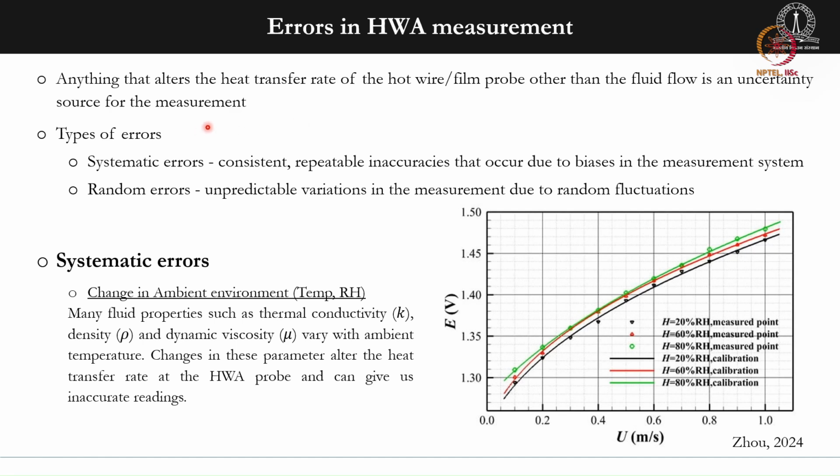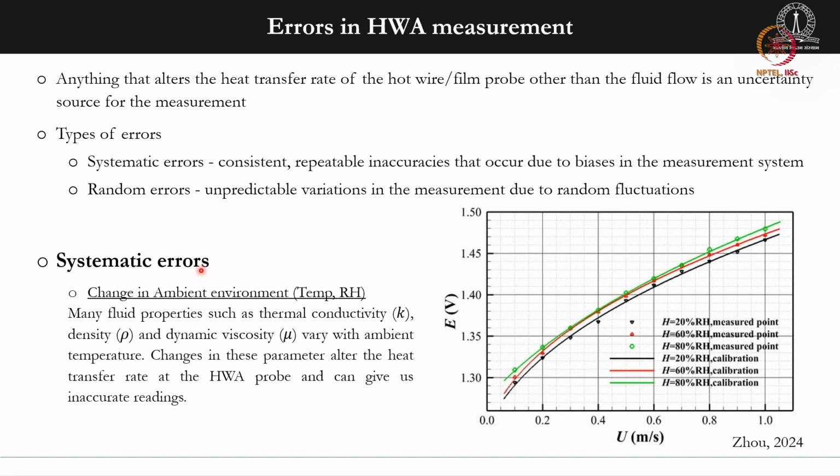And typically these inaccuracies or errors are of two kinds. They can be systematic errors or they can be random errors. Systematic errors are consistent, repeatable inaccuracies, and they occur due to bias in our measurement system. Whereas random errors are unpredictable variations in the measurements due to random fluctuations. We will look into a few examples to understand the difference between the two.